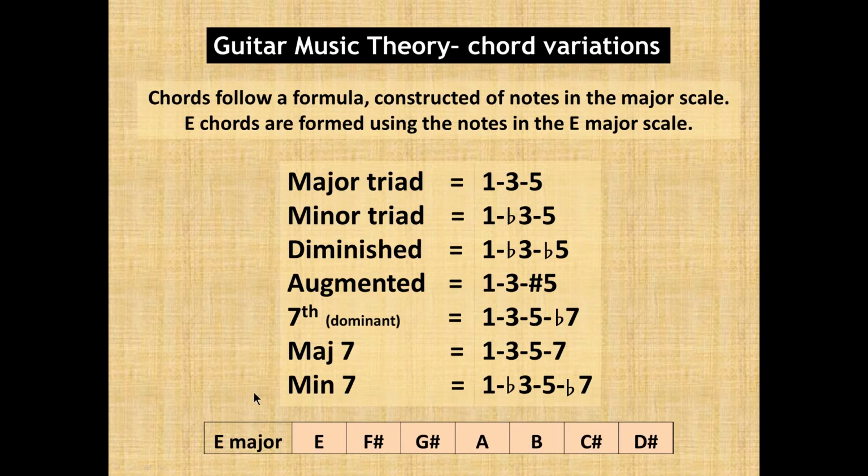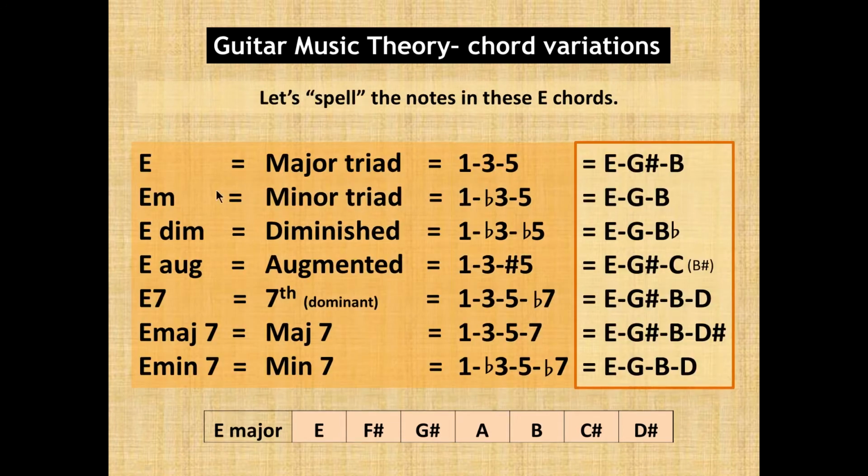So we're going to take this formula and we're going to build on this in some more detail. And now this is going to be a little theoretical for a bit, so hang in there because we're going to translate this back to actual chord forms on the guitar. So this is the table we were looking at before. I've named the E chords that we're going to discuss.